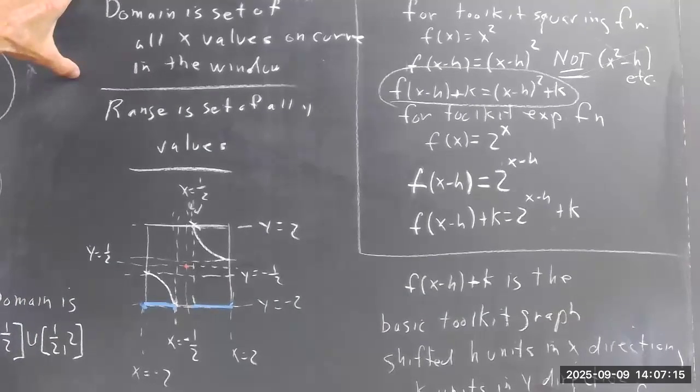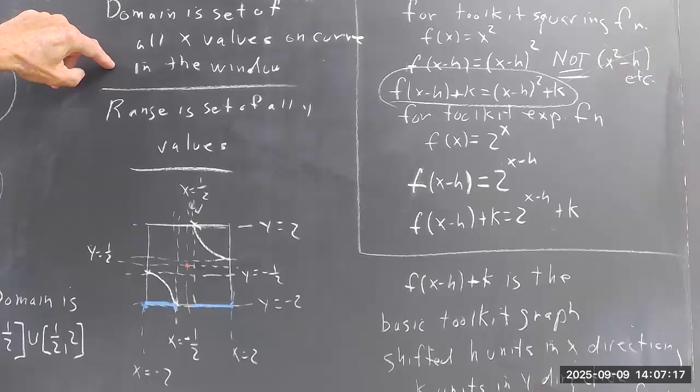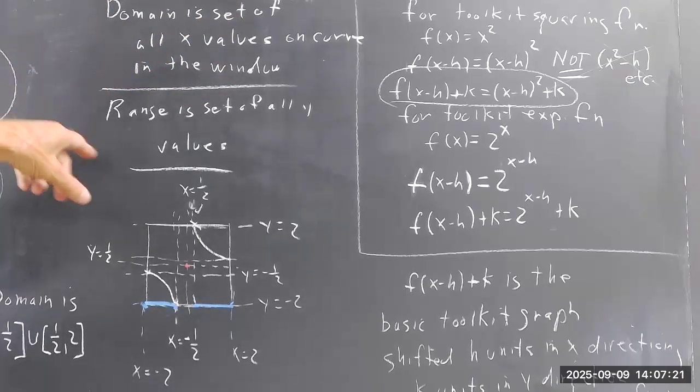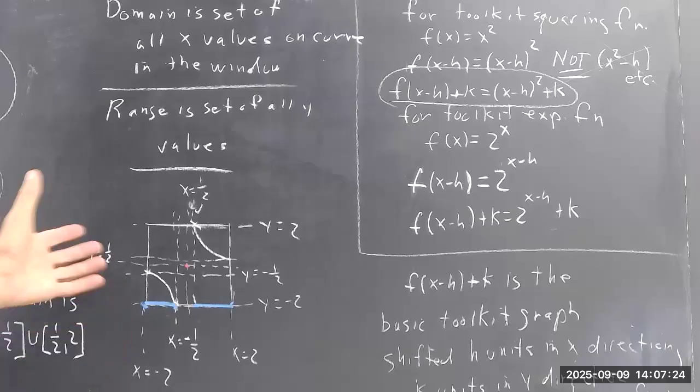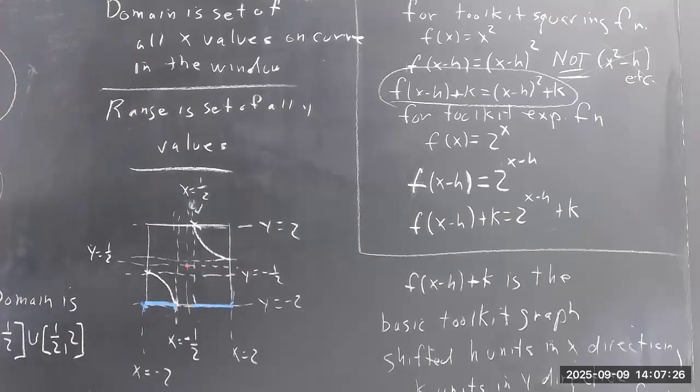Introduction to domain and range. The domain is the set of all x values on a curve in whatever window you're graphing. The range is the set of all y values. For the basic toolkit reciprocal function, I haven't done the whole grid and everything, but everybody has seen that. We've used it in class, so here it is again.